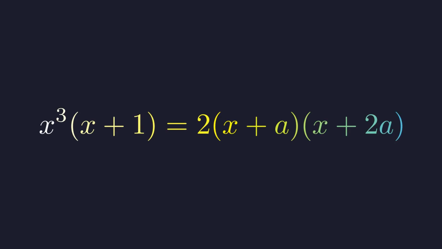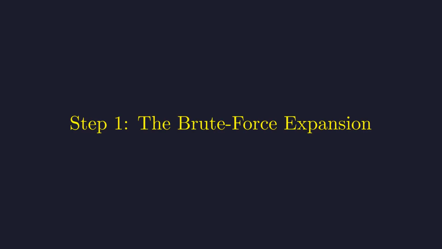Here's a beast of an equation. At first glance, it looks like a standard polynomial problem, but that parameter a makes things interesting. We're asked to solve for x for any real value of a. A natural first step for any polynomial equation is to expand everything and move all terms to one side. Let's see where that leads us.